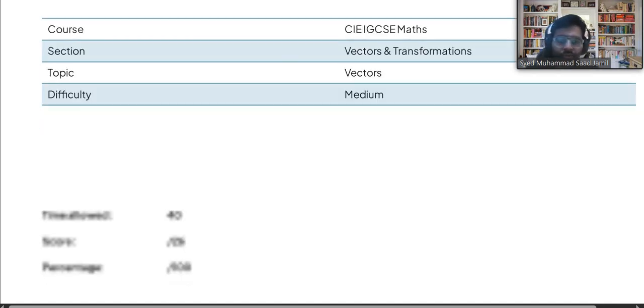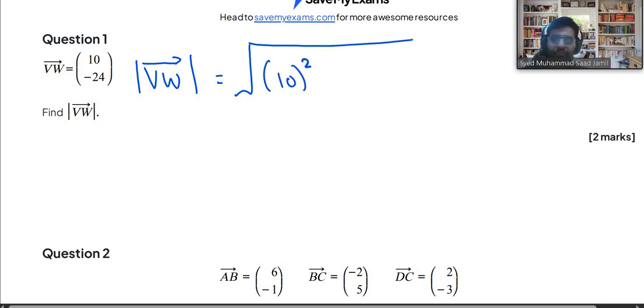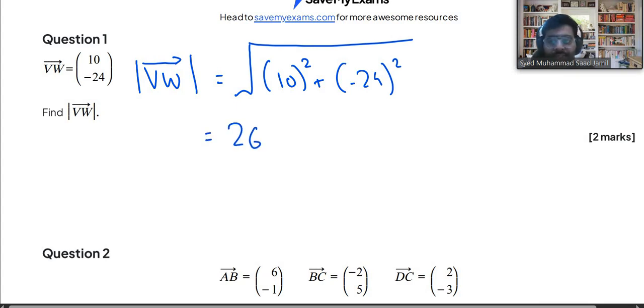Thank you. So the first question that we have over here says find the magnitude of VW. Whenever you have a question like this, it means magnitude. Now how do we find magnitude? First of all, you will write VW like this. Magnitude means you will under root this whole thing and you will add 10 square with negative 24 square. So I have just taken out my calculator and let's see, 10 square plus negative 24 square, it's 26. Alright, so your answer for this question will be 26.